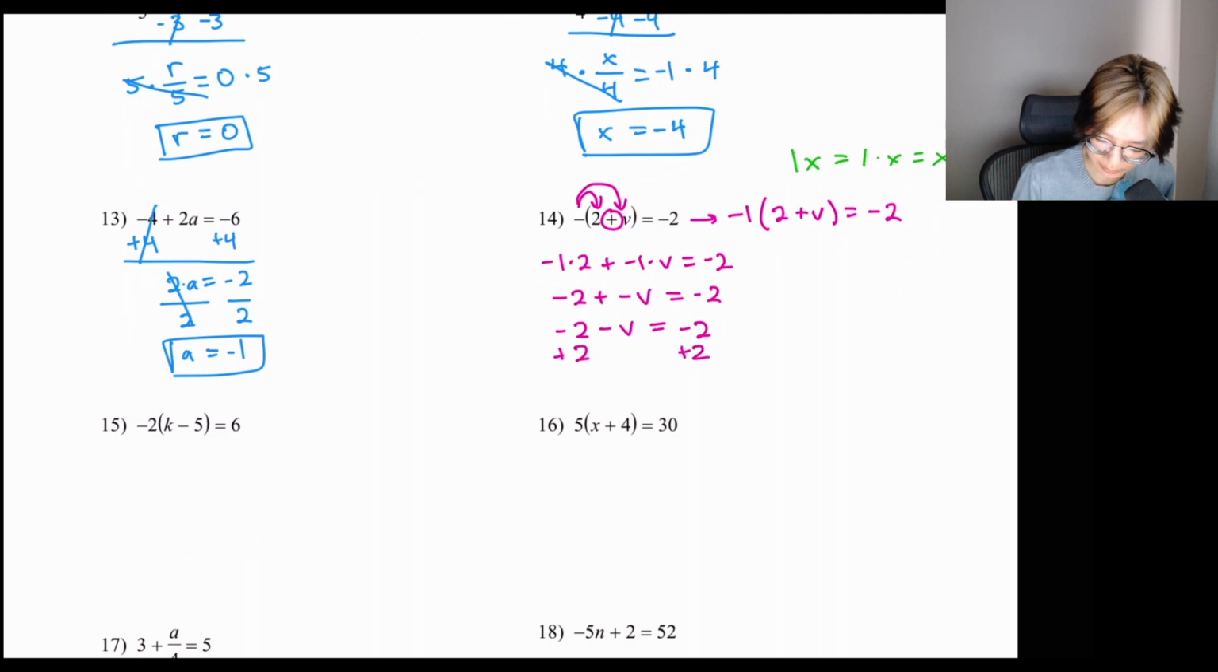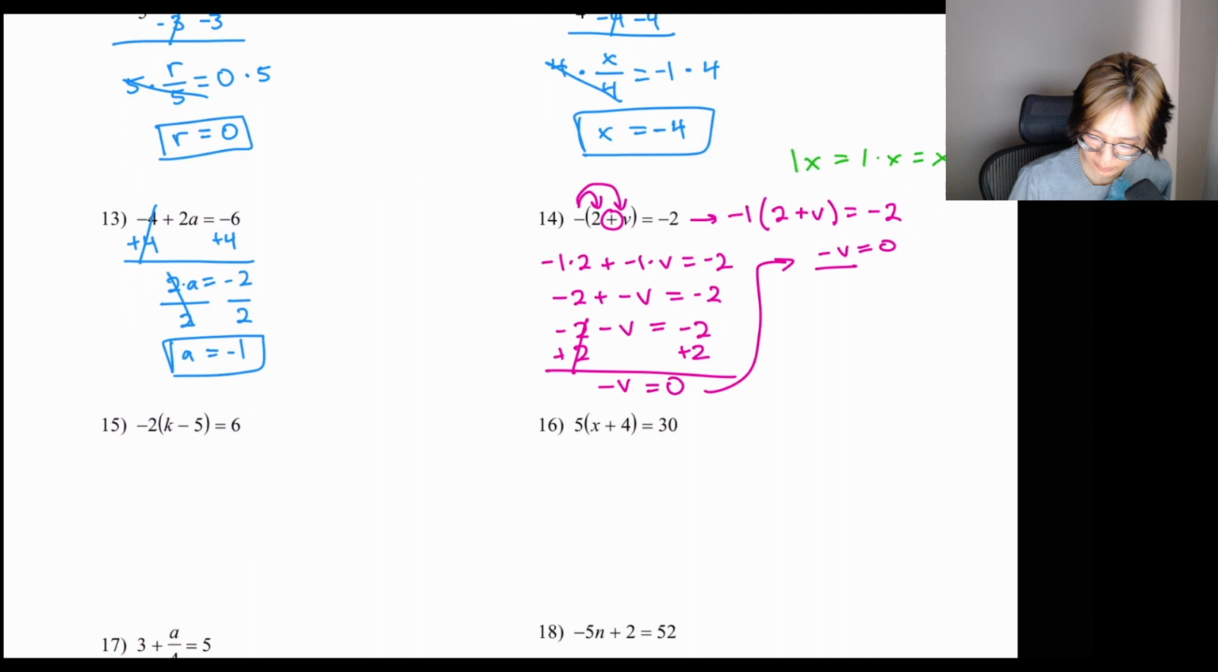Add 2 to both sides. Those cancel out. Negative v equals negative 2 plus 2 equals 0. And I'm going to move this over here because we're running out of space. Divide both sides by negative 1 because we want a positive v. 0 divided by anything is still just 0. So we have v equals 0.